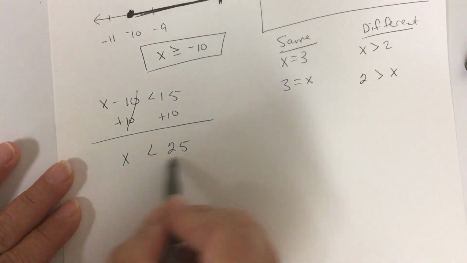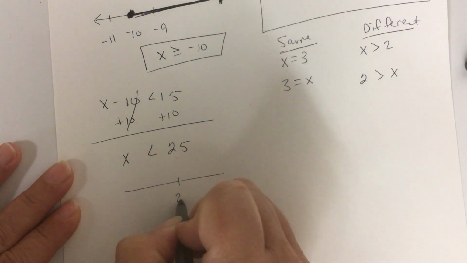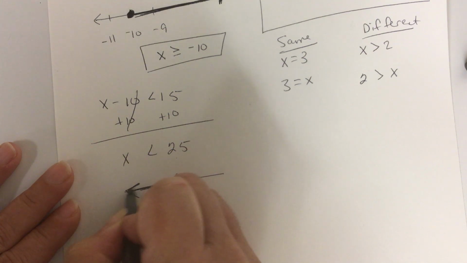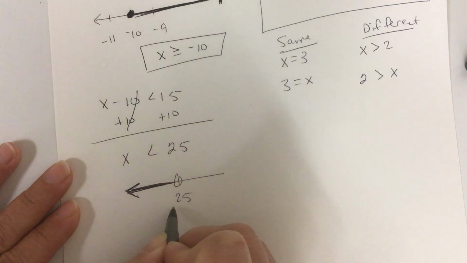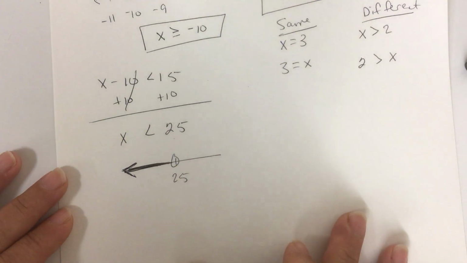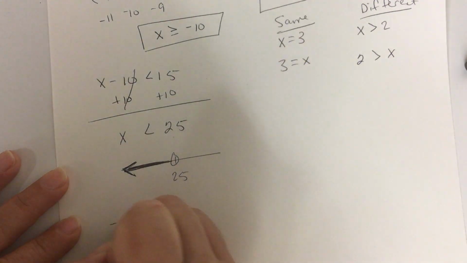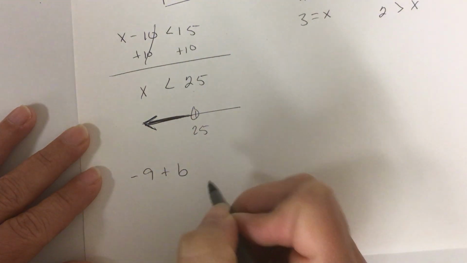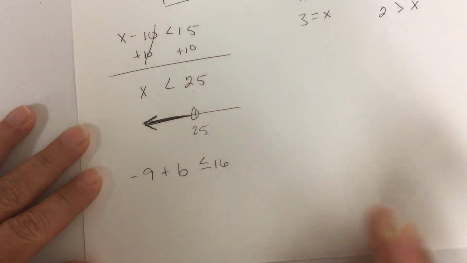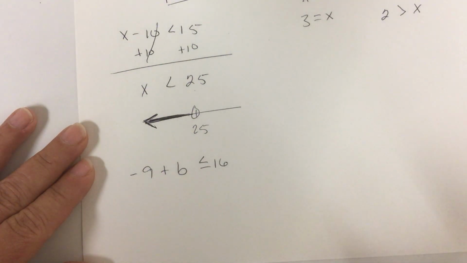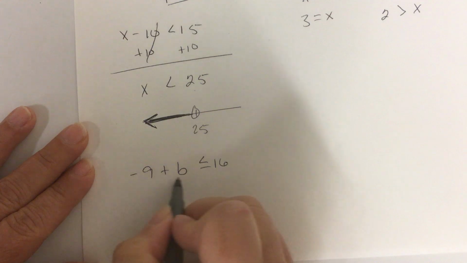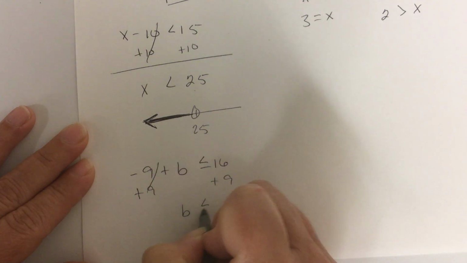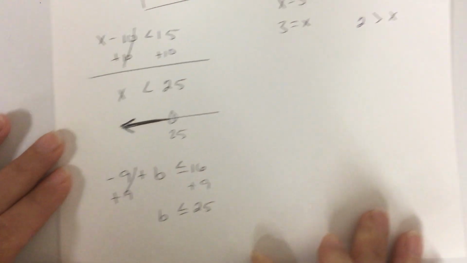Okay? If you were to graph this, we would want to show everything that's less than 25. So it would look like that. That's the graph of x is less than 25. Okay, so let's say you have negative 9 plus b is less than or equal to 16. Okay, so pause the video and work that problem. Then this would be plus 9 to both sides. So b is less than or equal to 25.